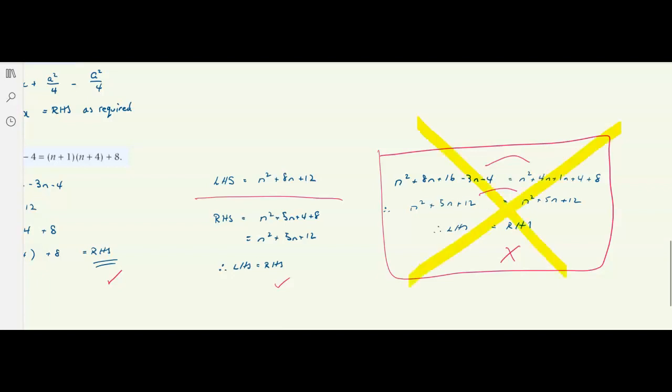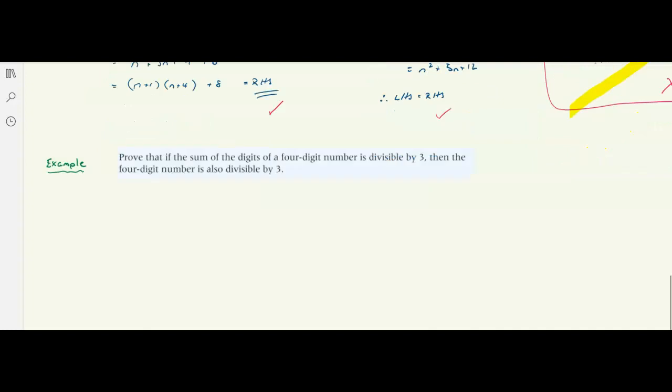Put a big cross through that. Okay, next example. Here's a really interesting example. Prove that if the sum of the digits of a 4-digit number is divisible by 3, then the 4-digit number is also divisible by 3.